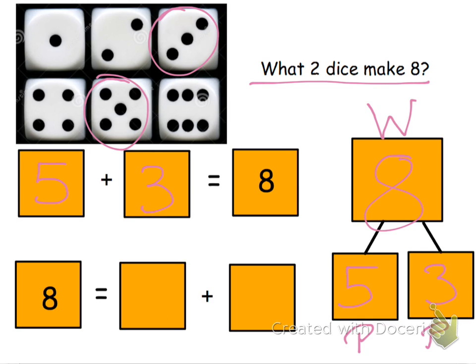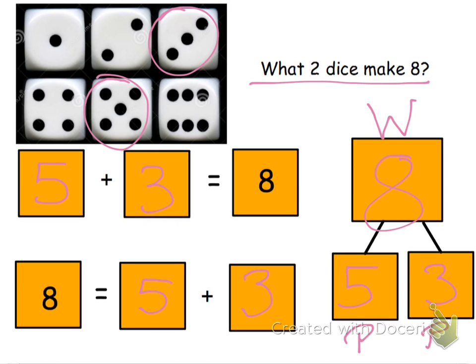Now this one looks a little different. It says 8 equals blank plus blank. Well, don't let this one worry you at all, because this one's no different. The only thing that makes this one different is that the whole just wants to be first for this number sentence. We still put the parts hugging that plus sign. So 8 equals 5 plus 3.